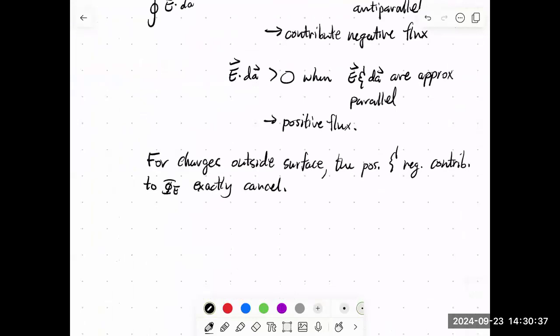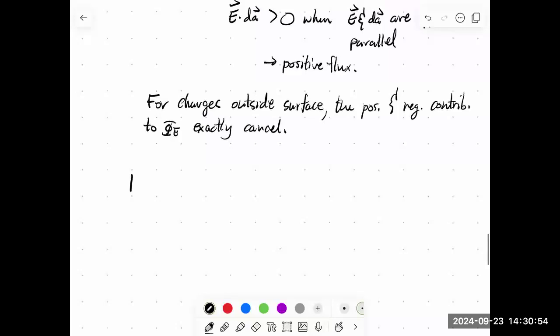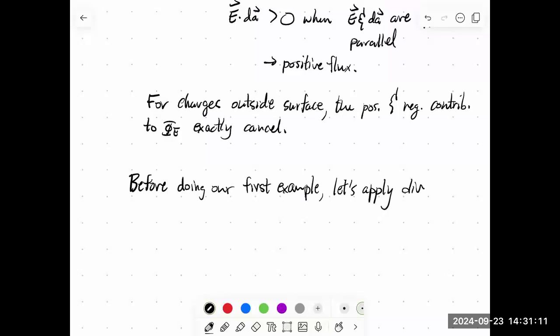Okay, the last thing I want to do before we get into some examples, I think we're going to do examples after this, I hope. Yeah, I think we will. Okay, good. So before doing our first example, let's apply the divergence theorem.